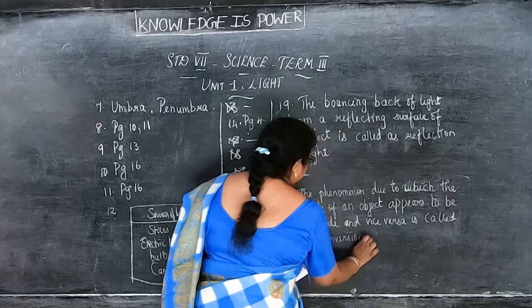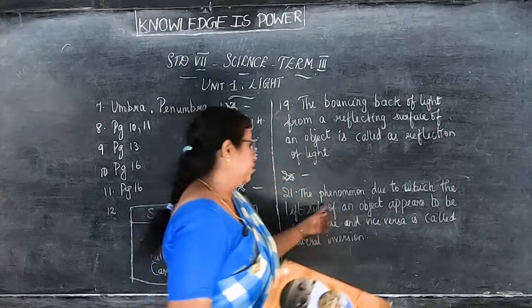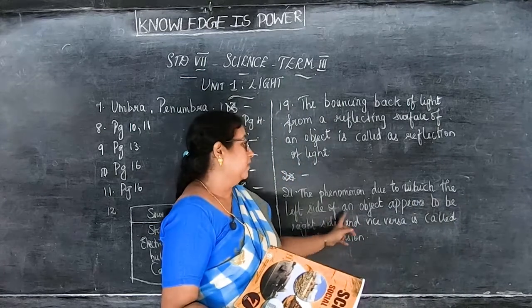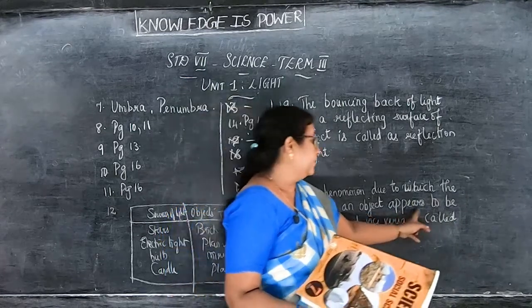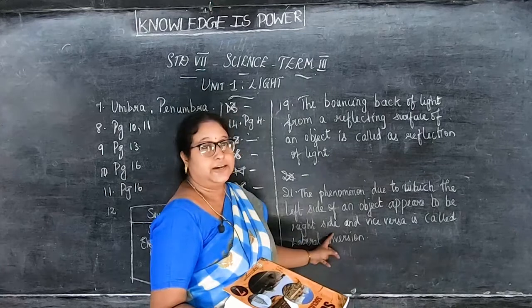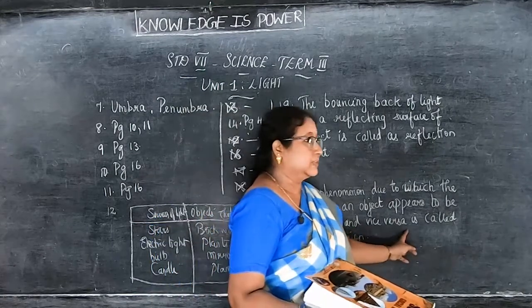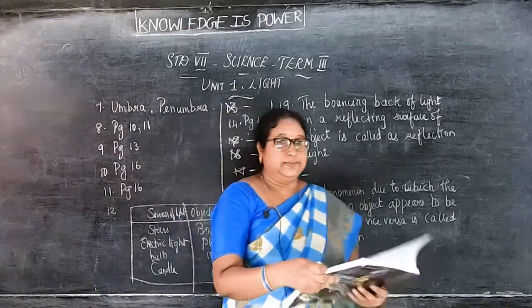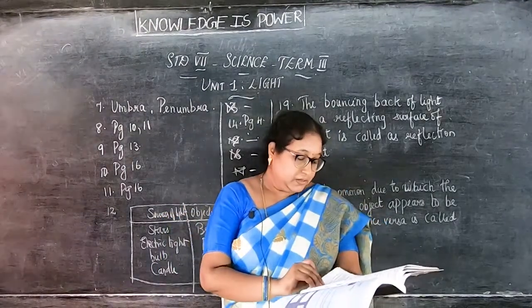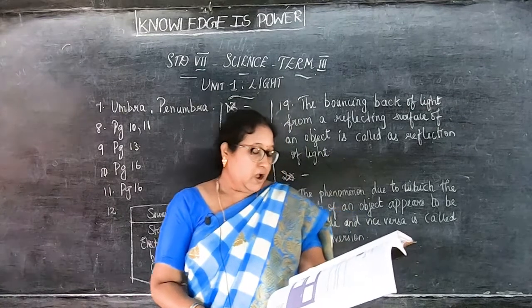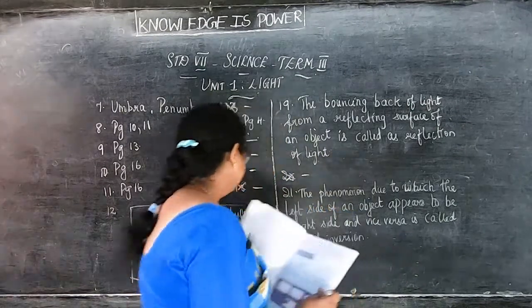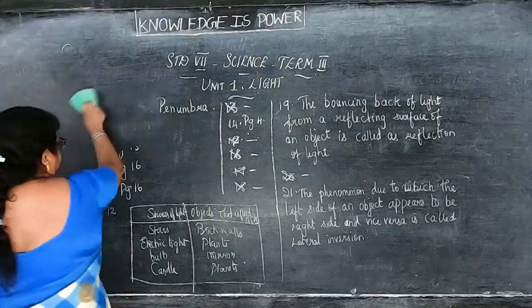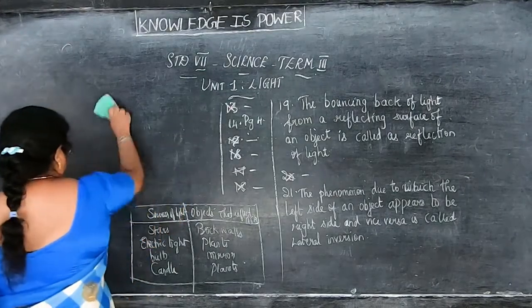Okay, children, so what is the answer? The phenomenon due to which the left side of an object appears to be right side and vice versa is called lateral inversion. Now, next is 22nd. How do you obtain a spectrum of light? Shall I rub this, children? Take down in your notebook clearly.